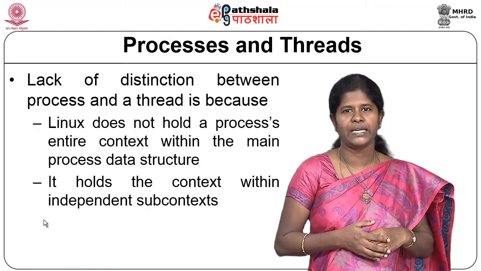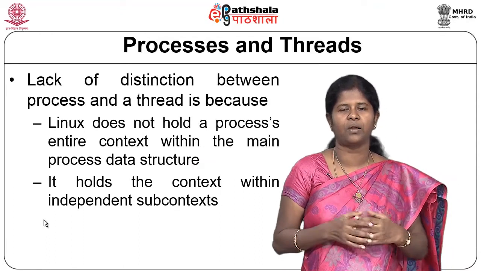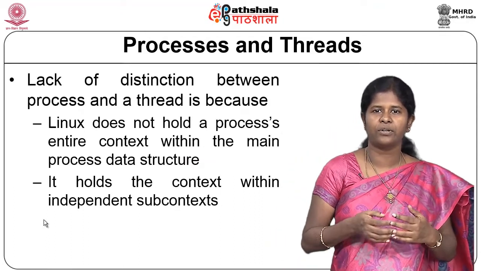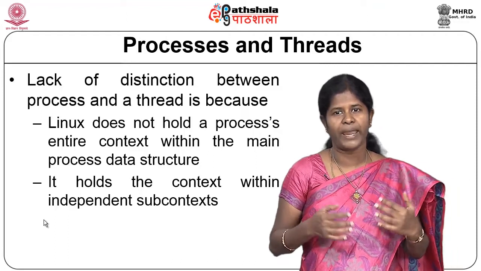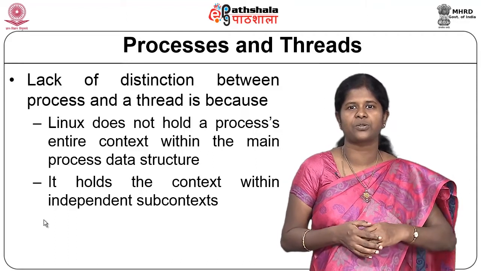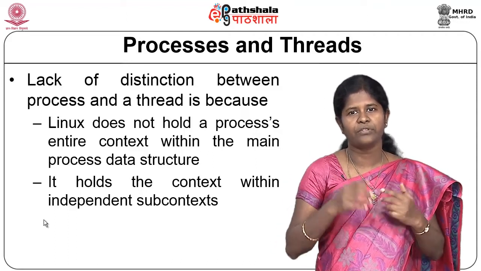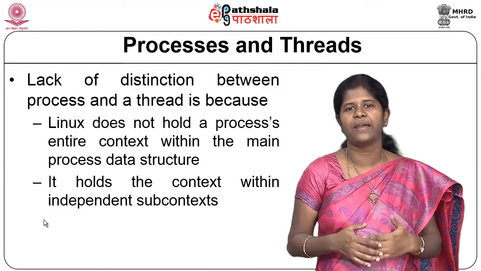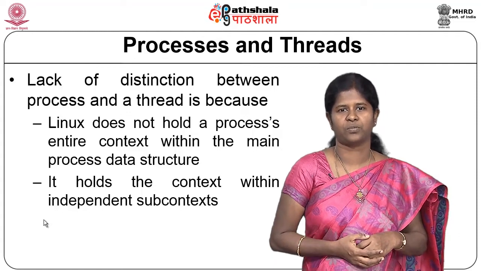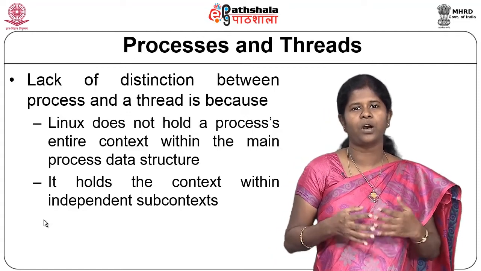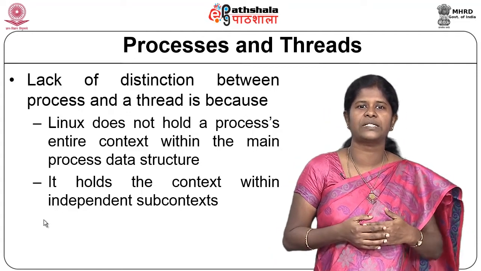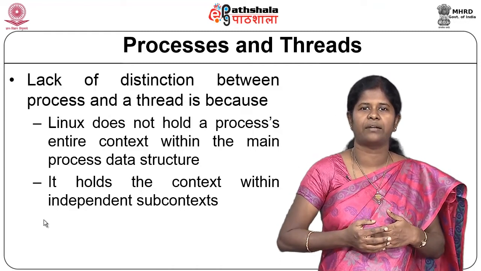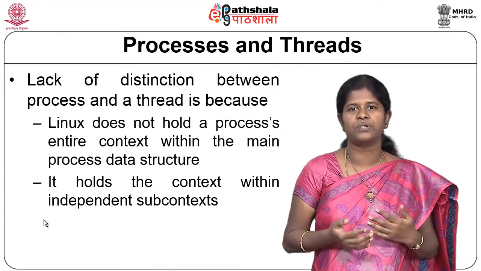So, now we see that the difference between the fork and clone is that in the case of clone, you can make the parent and the child share some resources, and if no flag is set in the clone, then it behaves very similar to the fork system call. So, how is it possible to have this lack of distinction between a process and a thread? There is no distinction between a process and a thread.